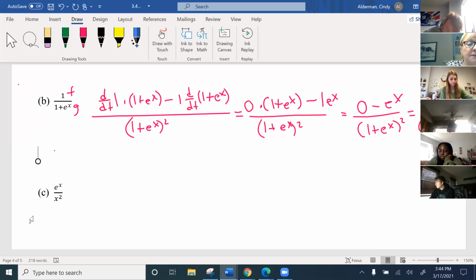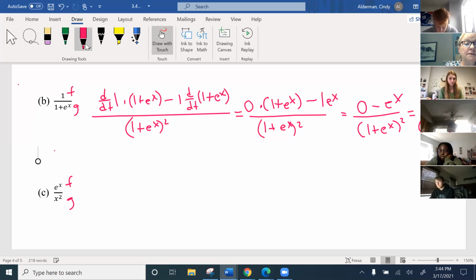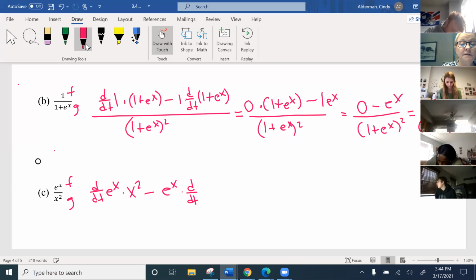All right, so here's our f, here's our g. We're going to do the derivative of f times g minus f times the derivative of g. I'll put that all over g squared.